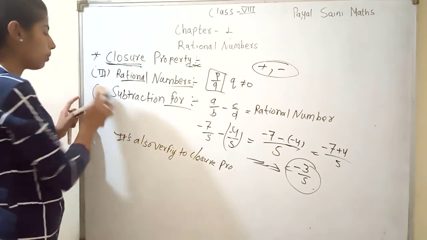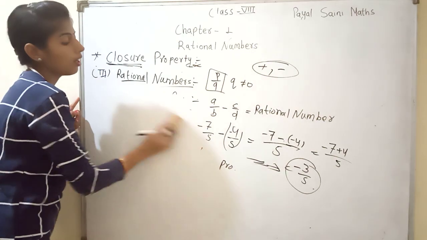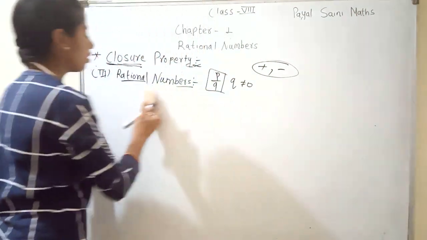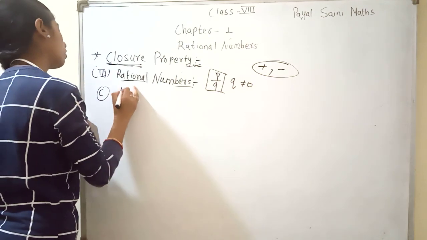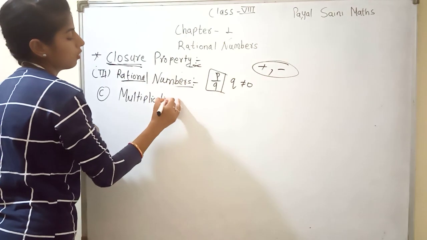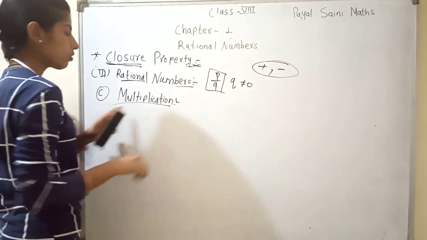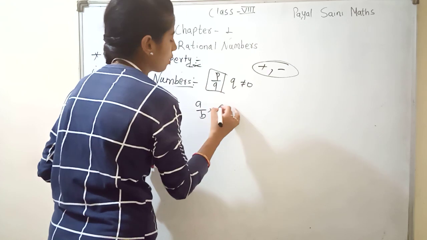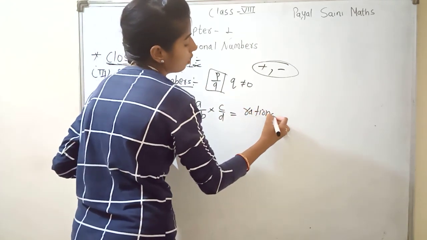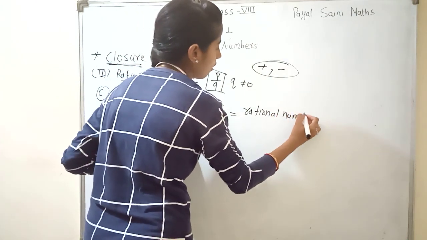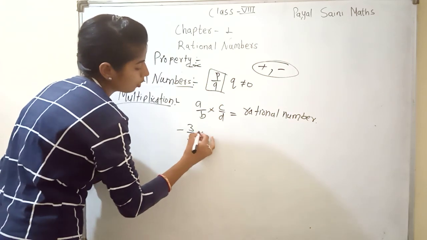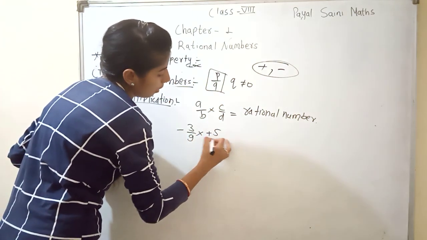Now we start our C point. C point is multiplication. In multiplication we check whether rational numbers are verified, yes or no. For multiplication, A by B into C by D, your answer should be a rational number. For example, minus 3 by 9 into plus 5 by 8.